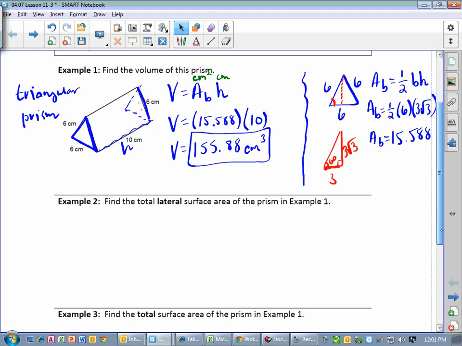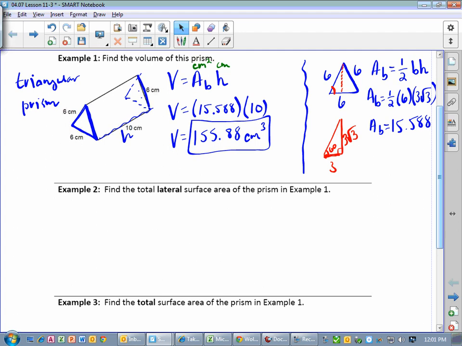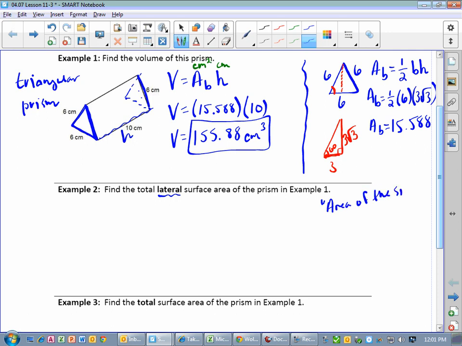Okay. Now we want to find the lateral surface area. Lateral, remember, just means the sides. So what we're doing here is finding the area of the sides. We're going to find all the sides and add up those areas. Lots of times it's helpful to draw a picture. That may be a net, or it may just be one side, whatever.